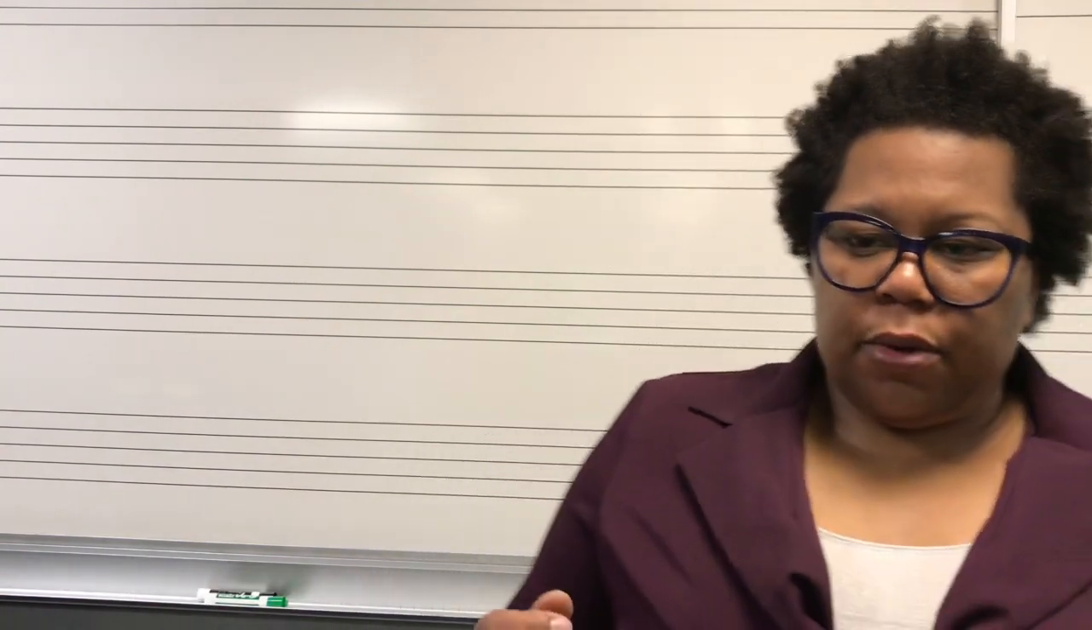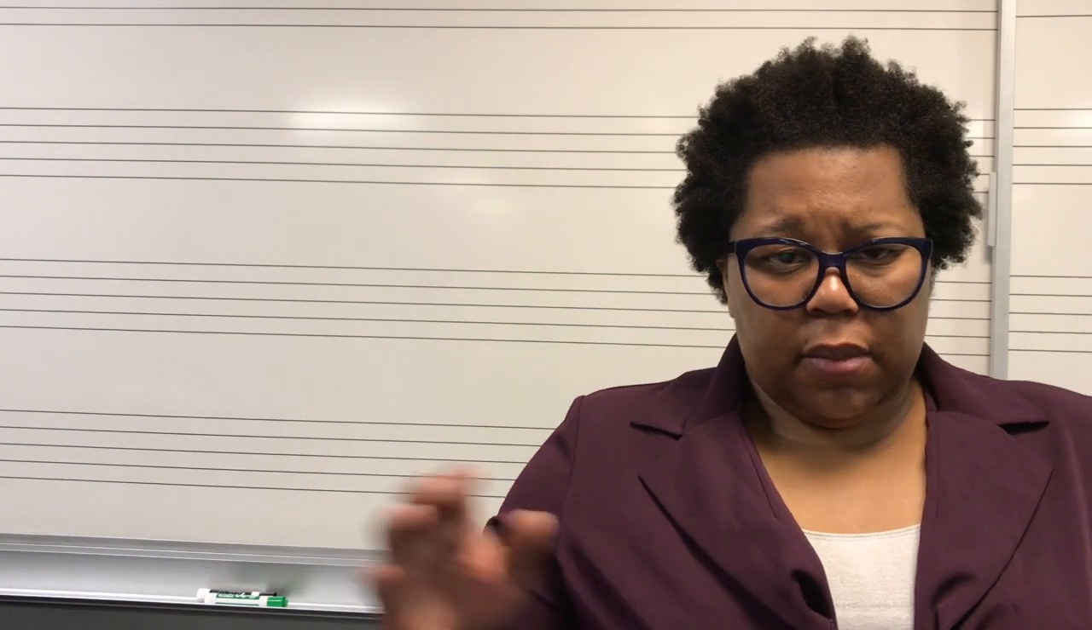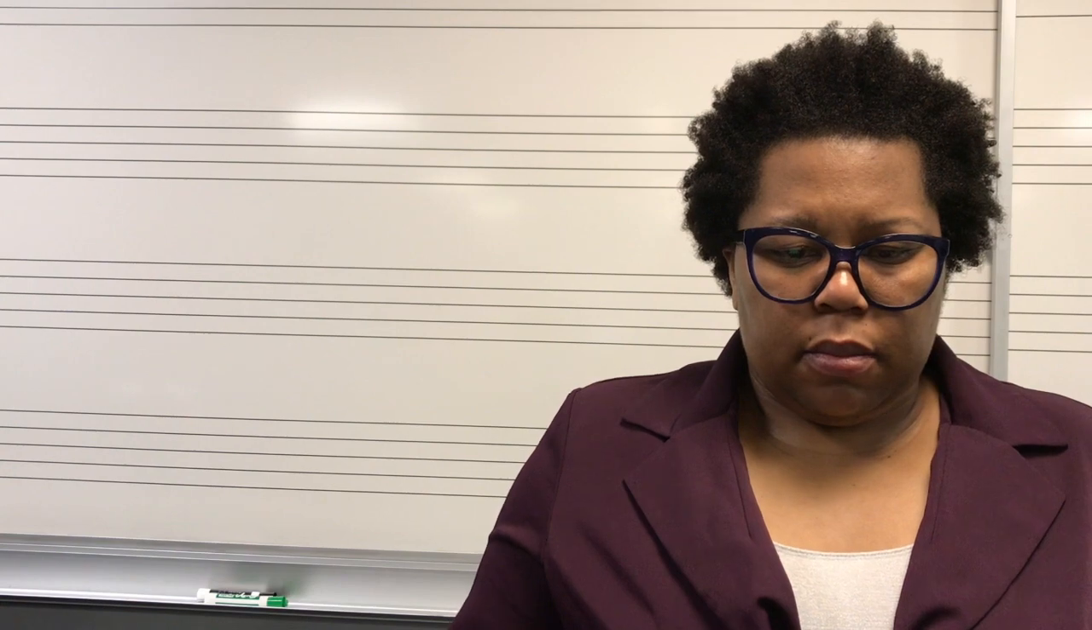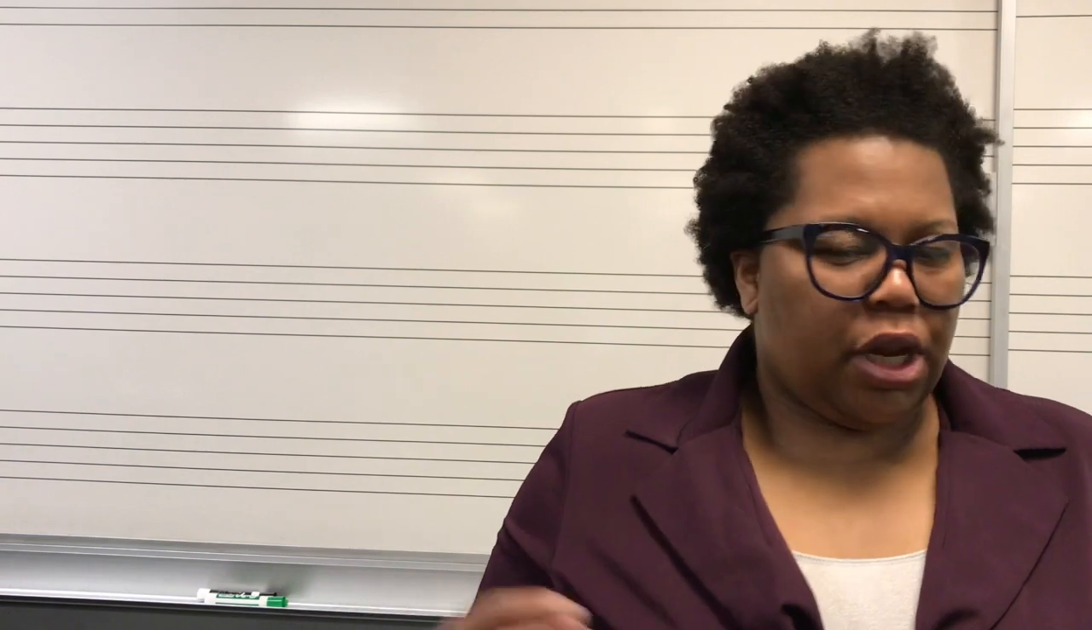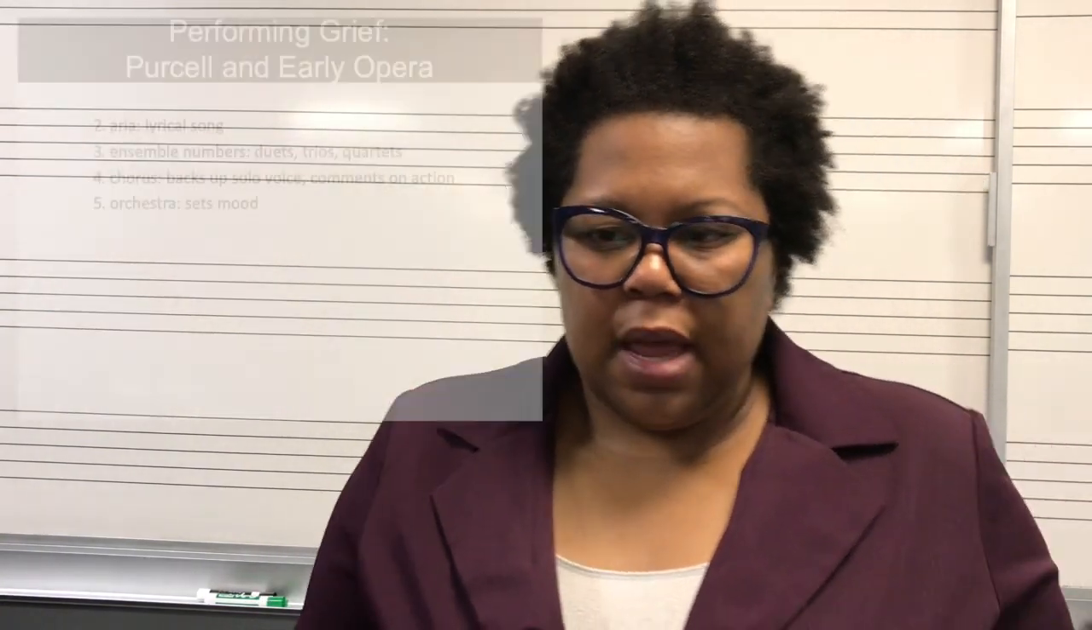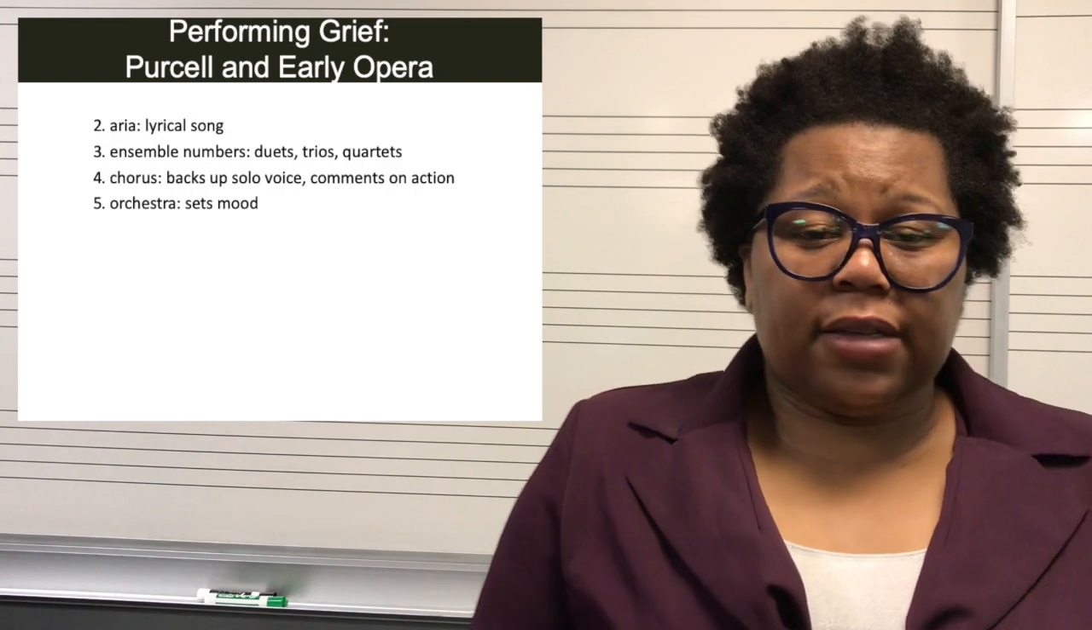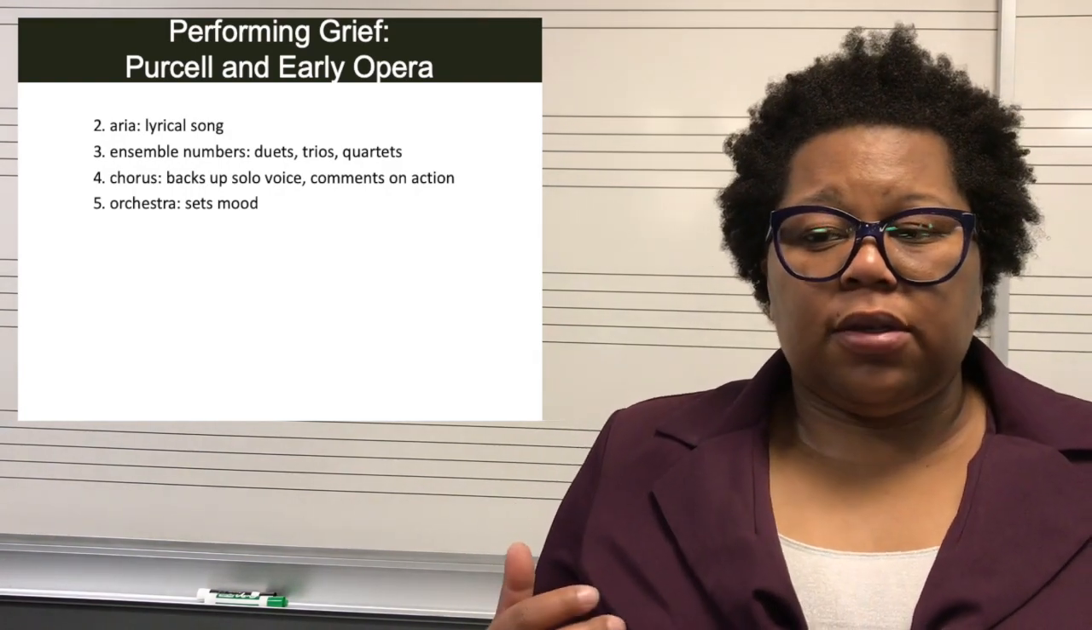Now, the ensemble numbers, we have duets and trios and quartets. Depending on the parts of the opera, these ensemble numbers are kind of like little interludes. Maybe if scenes are being changed or something, but they're just little things to inject music while transitions are going on. Now, the chorus usually backs up the solo voice and comments on the action.